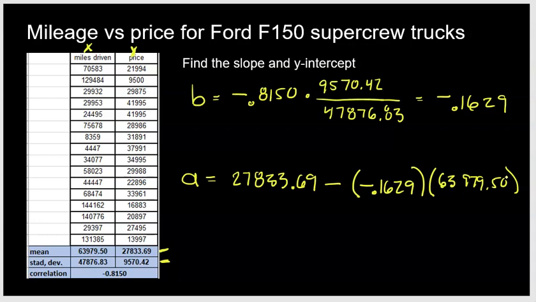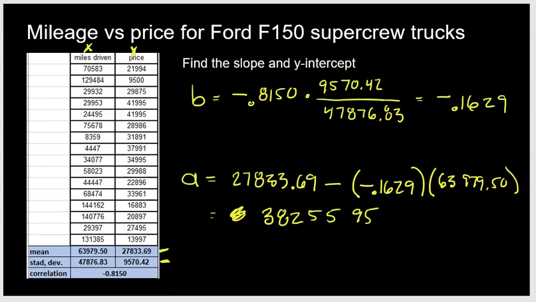So I'm going to go ahead and type this in: 27833.69 minus negative 0.1629 times 63979.50. And I get 38,000, let me see here. Sorry, 38,255.95. All right, now, I do want to tell you something real quick.